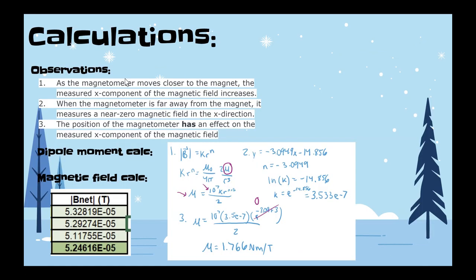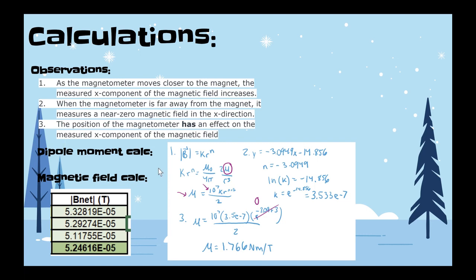Calculations. So some observations from the experiment. As the magnetometer moves closer to the magnet, the measured x component of the magnetic field increases. When the magnetometer is far away from the magnet, it measures a near zero magnetic field in the x direction. And rather than the magnetometer having no effect on the measured x component, it has an effect.